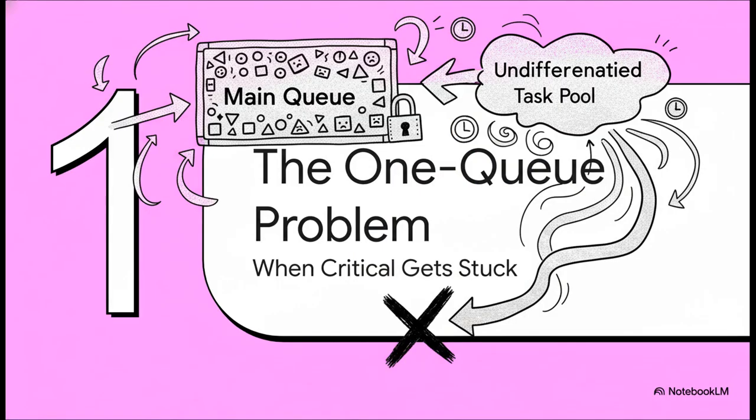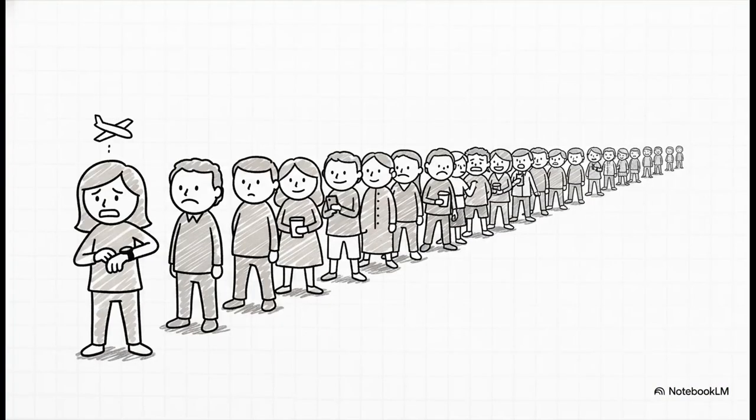Well, it all comes down to what we can call the one queue problem. In a lot of systems, especially when you're just getting started, every single asynchronous task gets thrown into one giant, messy queue. It's kind of like that massive security line at the airport, you know? It doesn't matter if your flight is boarding right now or if it's 5 hours away. Everybody gets in the same line. The super urgent stuff gets stuck behind the stuff that could totally wait.